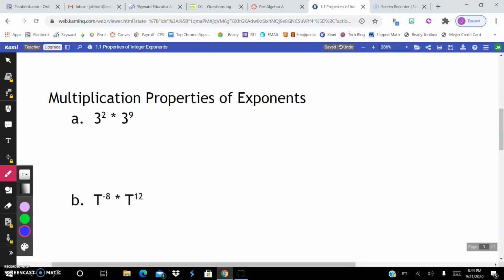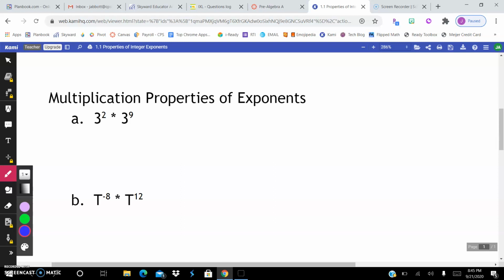So next, for the multiplication properties of exponents, here's our new part. We have to look at numbers with the same base. This only works if they have the same base. So first example, 3 squared times 3 to the 9th. They have a base of 3, so we can use this property to simplify.